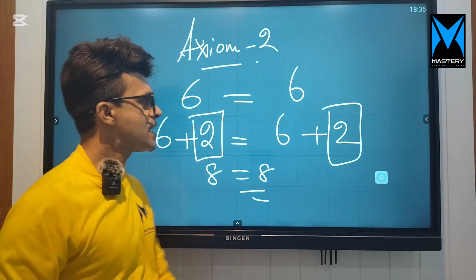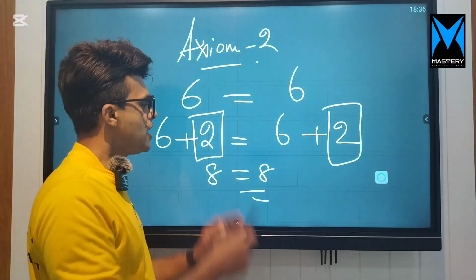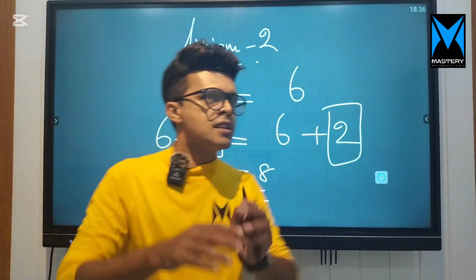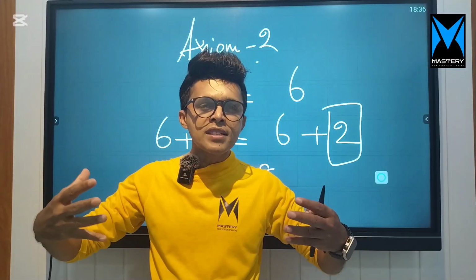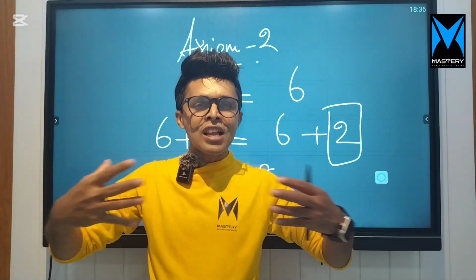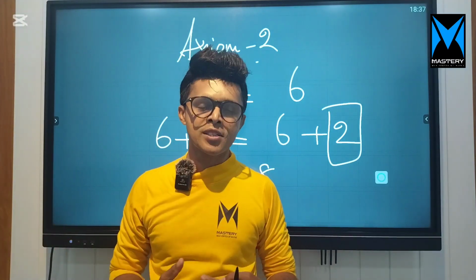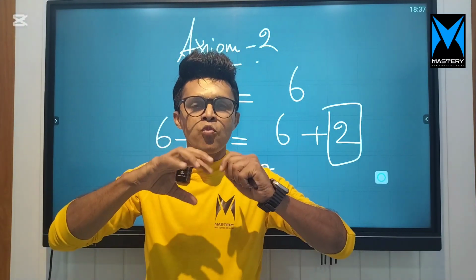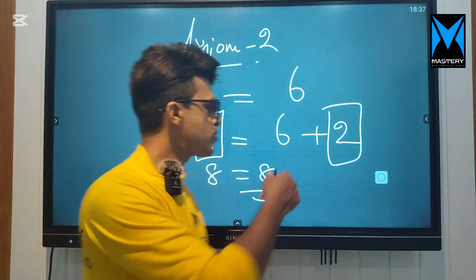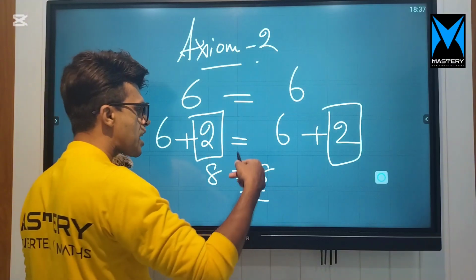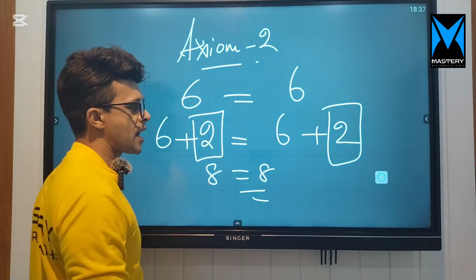So previously we had been given that 6 equals 6, equal quantities. So what did we do here? When it comes to this step, what I've done is added the same digit to both sides.